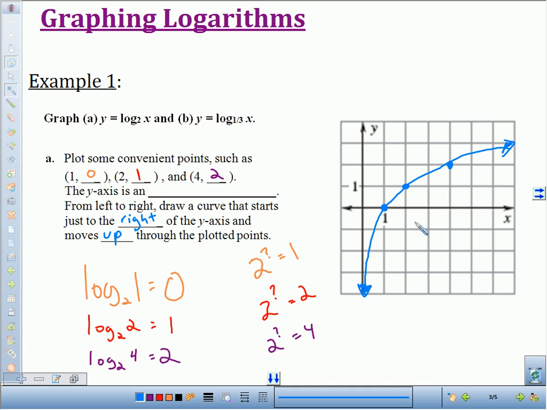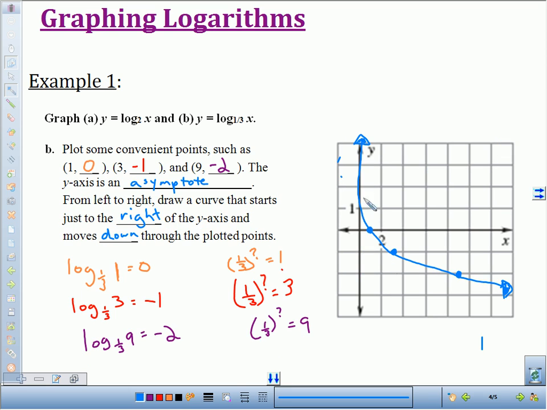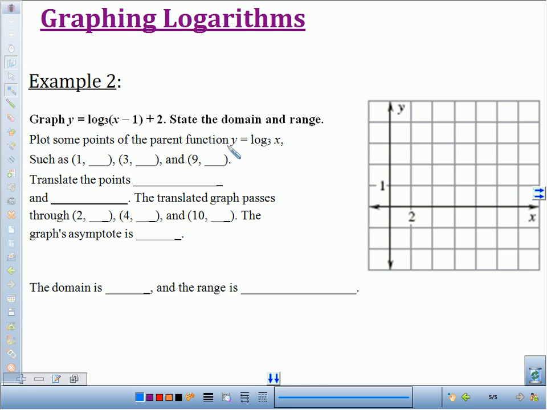All right. Here, the base is 2. 2 is bigger than 1, so b is greater than 1. Here, the base is 1/3, which is between 0 and 1. So if the base is between 0 and 1, it's upside down. It's moving downwards. Right? So we can tell just from looking at the base if we're going to be moving upwards or downwards. All right, we have one last example we're going to do.